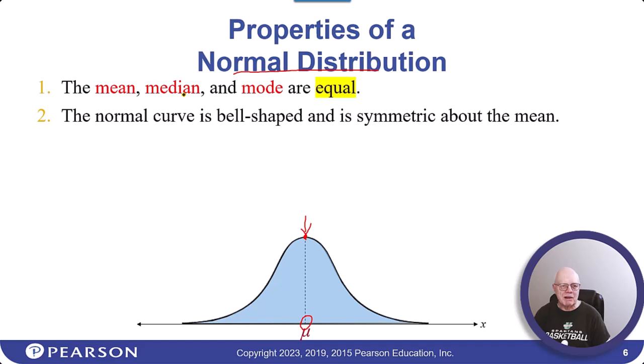So it's bell-shaped, as I mentioned before, and you've got that symmetry about the mean. Here's the axis of symmetry. Let's give that an S.